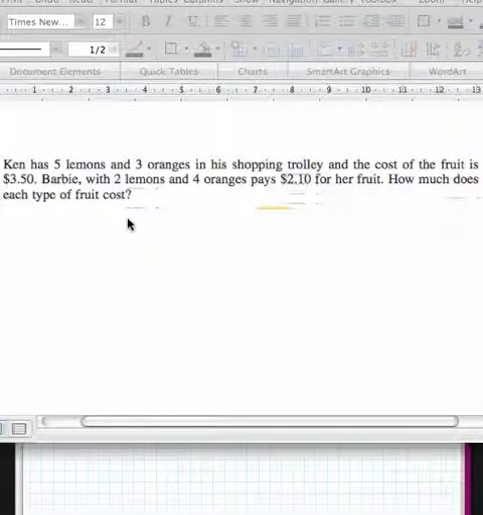Now our next problem, I'll start you off, but I want you to finish this problem yourself. So Ken has 5 lemons and 3 oranges in his shopping trolley, and the cost of the fruit is $3.50. Okay, so we're dealing with value again. Barbie, with 2 lemons and 4 oranges, pays $2.10 for her fruit. So in those two sentences, we can see two equations.